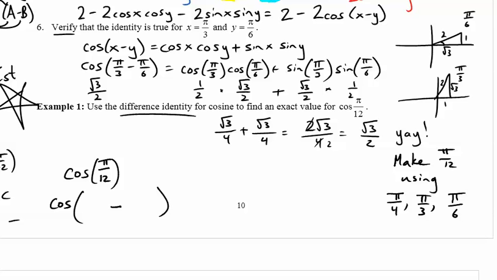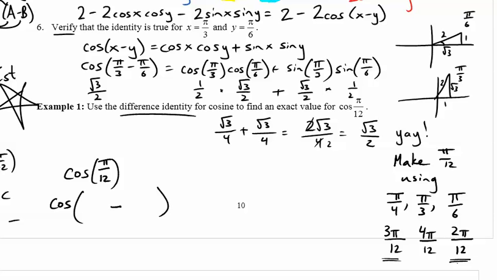So let's see, maybe if I write these angles all over 12, that will help. So pi over 6 is the same as 2 pi over 12. Pi over 3 is the same as 4 pi over 12. Pi over 4 is the same as 3 pi over 12. So now I have a couple options. I could do 3 minus 2. That would give me 1 pi over 12.